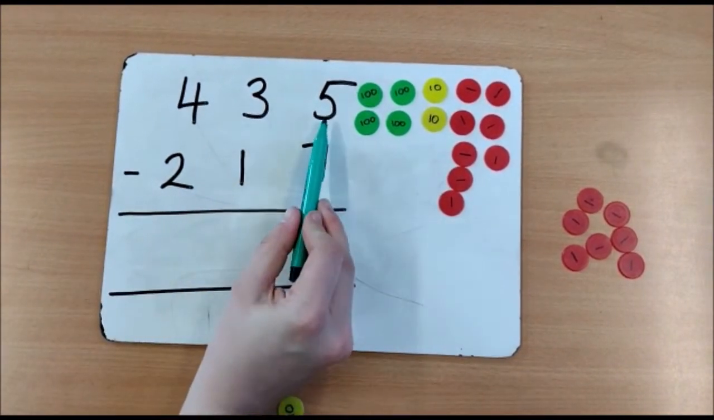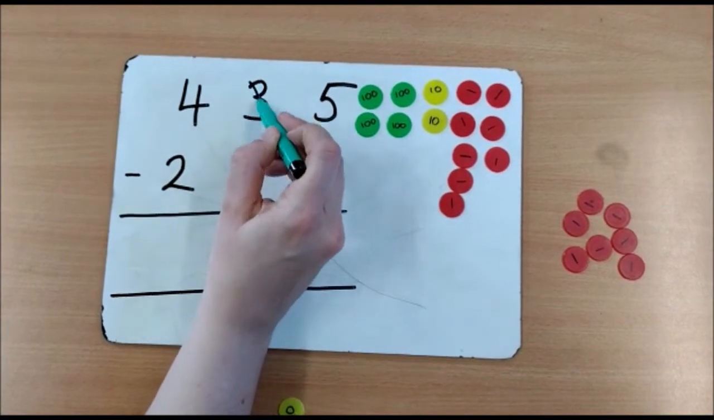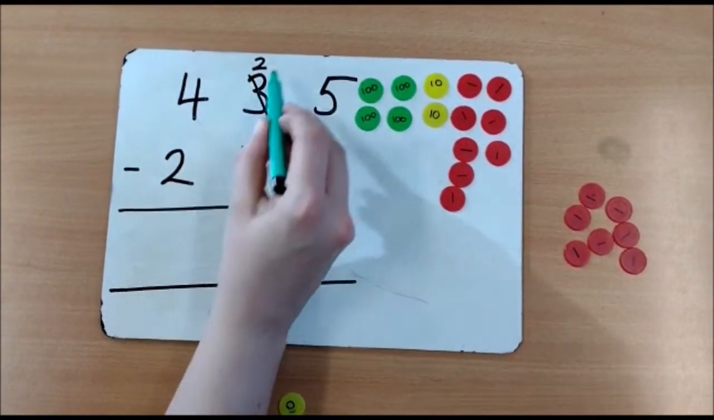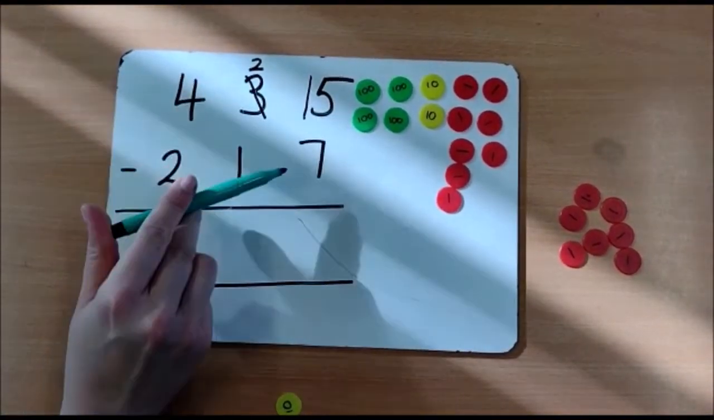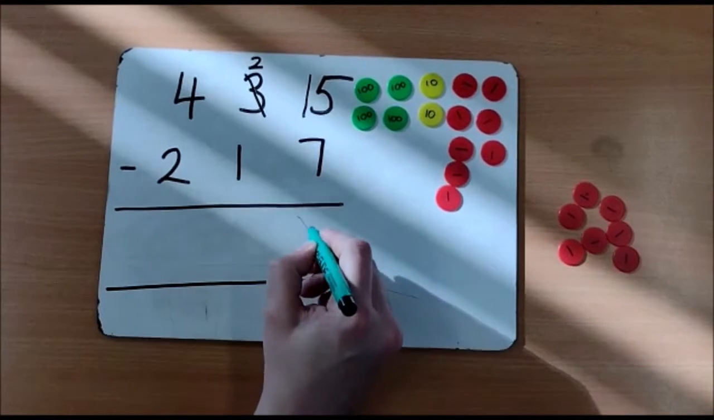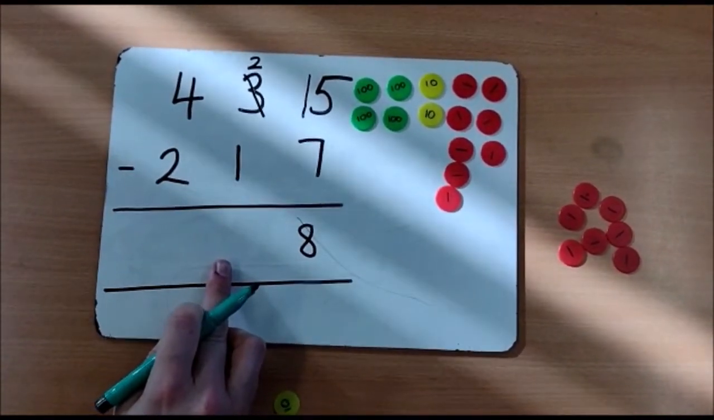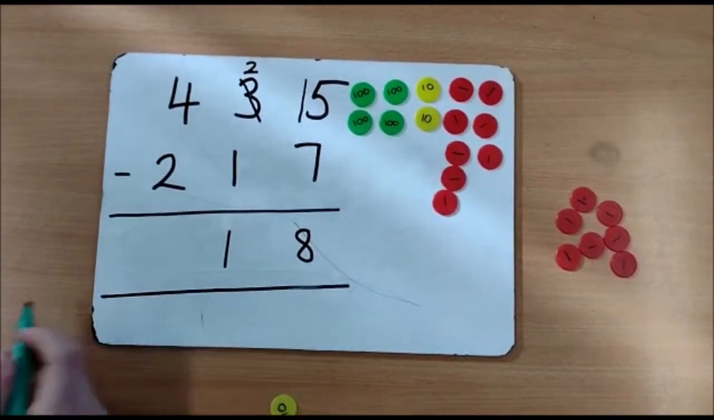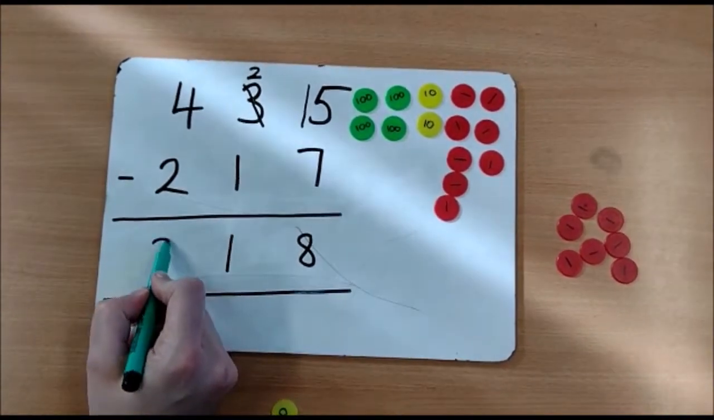When writing it, I do it this way. I exchange here. I will cross out the 3 lots of 10, leaving 2 lots of 10, and bring that 1 lot of 10 over with me. 15 ones, take away 7 ones, leaves me with 8 ones. I can then carry on into the tens column. 2 tens, take away 1 ten, leaves me with 1 lot of 10, and 4 hundreds, take away 2 hundreds, leaves me with 2 hundreds.